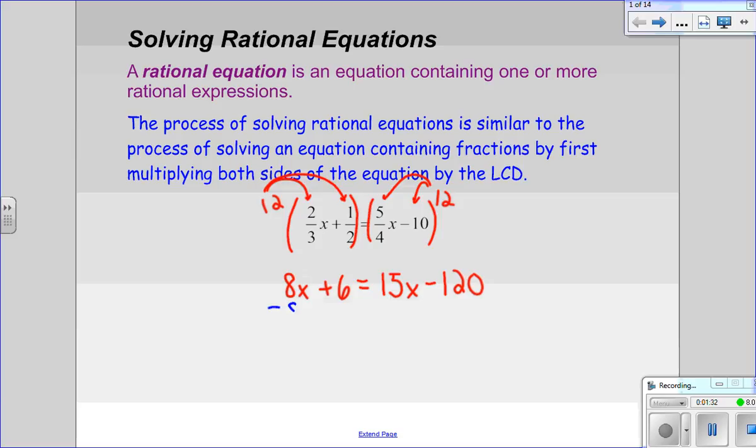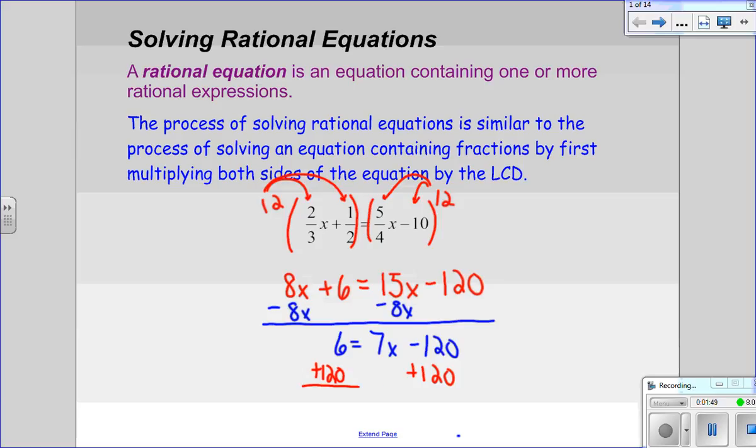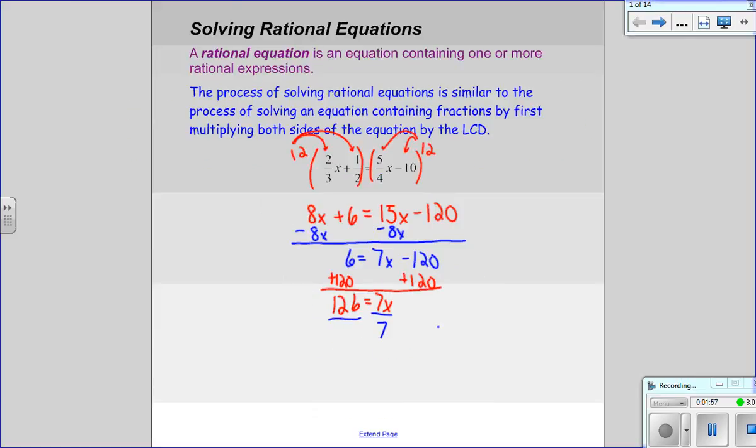We subtract 8x from both sides. So we get 6 equals 7x minus 120. Then we can add 120 to both sides. So 126 equals 7x. We then divide each side by 7, so we get our answer of x equals 18.